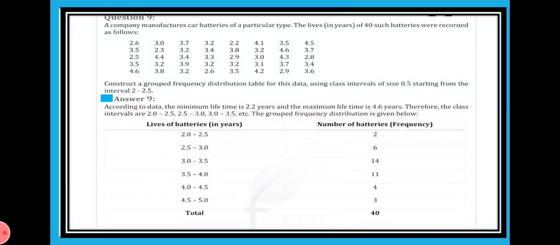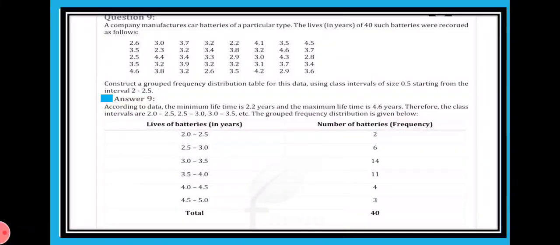Now in the second column, to write the frequency from the given data, find out how many batteries fall within the class interval 2 to 2.5, and so on. You have to search it out. The frequency for the first class interval, 2 to 2.5, is 2, then 2.5 to 3 is 6, 3 to 3.5 is 14, 3.5 to 4 is 11, 4 to 4.5 is 4, and 4.5 to 5 is 3. So the total is 40 batteries, and information for 40 batteries is given.